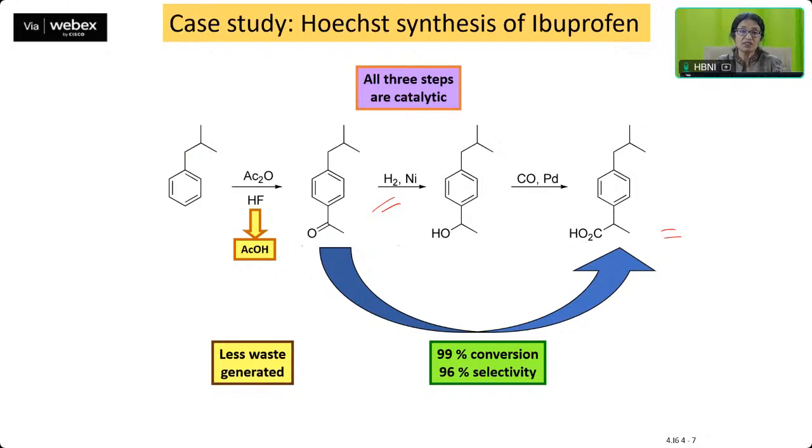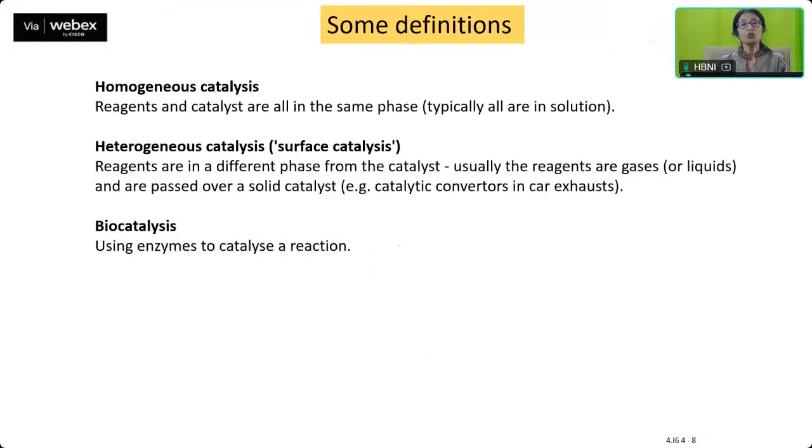It's 96% selectivity, and very little waste is generated. So definitely it is a winner, this particular thing. Now, catalysis is of 2 types. You can have homogeneous catalysis, and you can have heterogeneous catalysis. So what is homogeneous catalysis? In this case, as the name suggests, the reagents and the catalyst are all in the same phase. So typically they are all in solution.